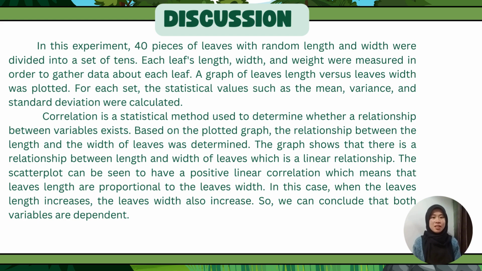Correlation is a statistical method used to determine whether a relationship between variables exists. Based on the plotted graph, the relationship between the length and the width of the leaf was determined.